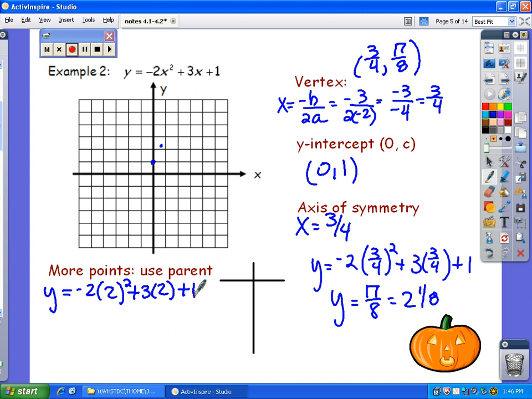Okay, so what does that give us? Put that in the calculator real quick. And I'm getting negative 1. So (2, -1) is a point. Okay, so my parabola is going to look like this. Do a better job of hitting that point than I did.